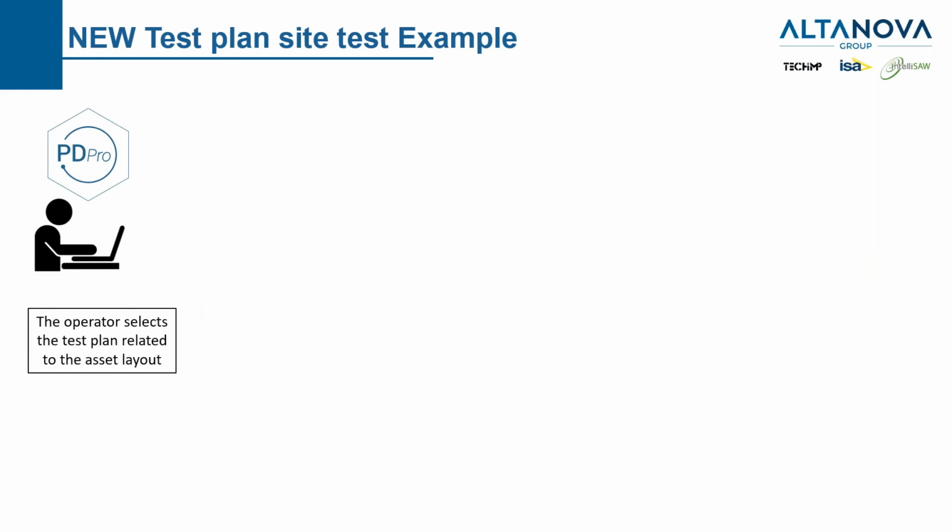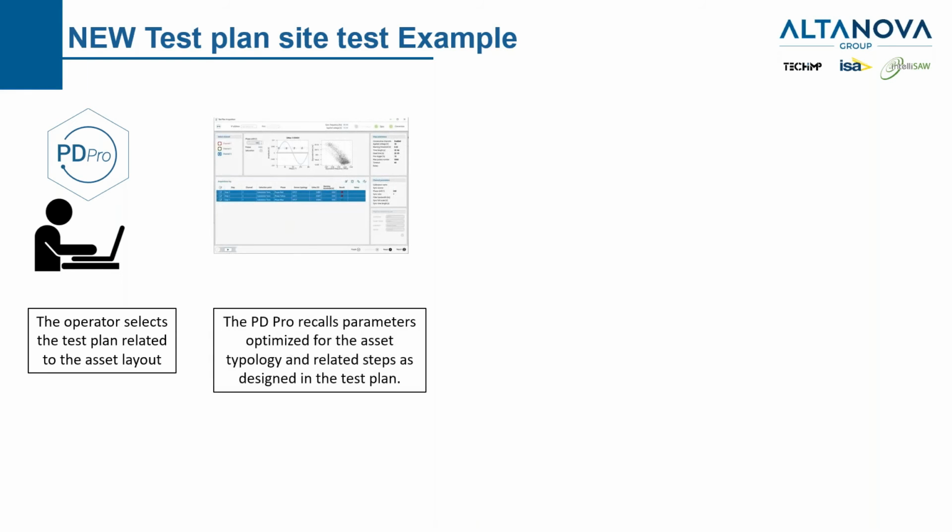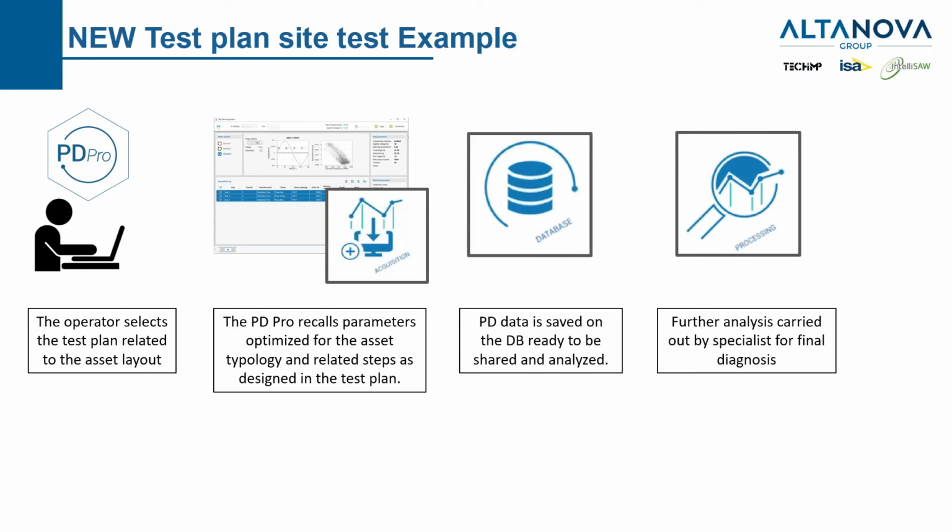In this case, we will have an operator that goes in front of the asset to be tested, has some instructions to install the sensor, and recalls the acquisition test plan. The PDPro, following the rules listed in the test plan, makes an automatic acquisition composed of voltage steps and so on. So we have the data. We now have all the data comparable in the DB, and we can give the analyst or specialist good data taken from the different assets in a very homogeneous way to be analyzed and studied.